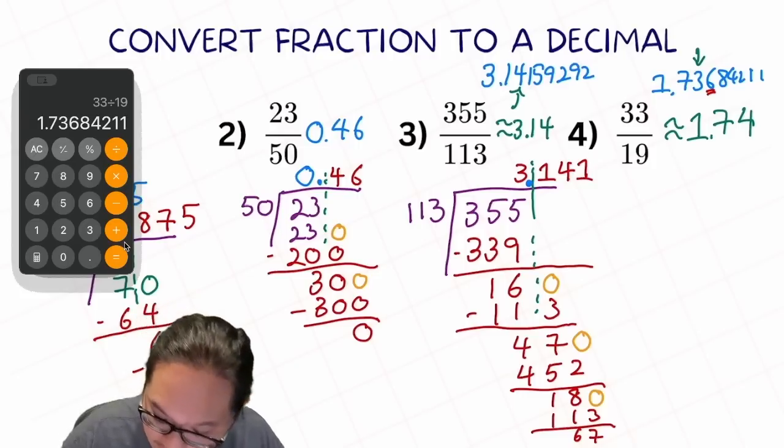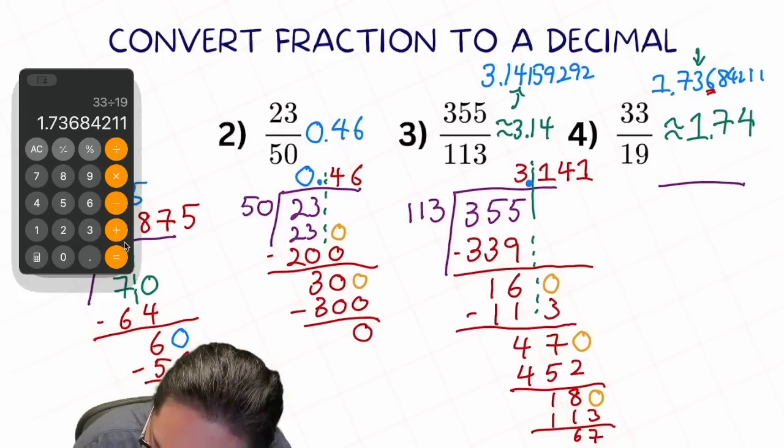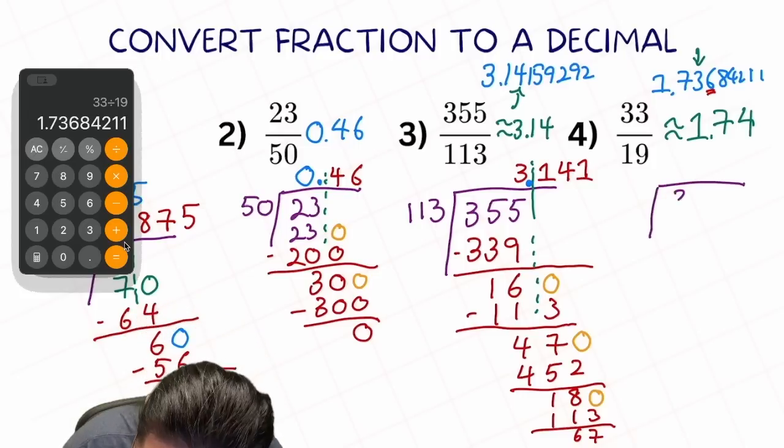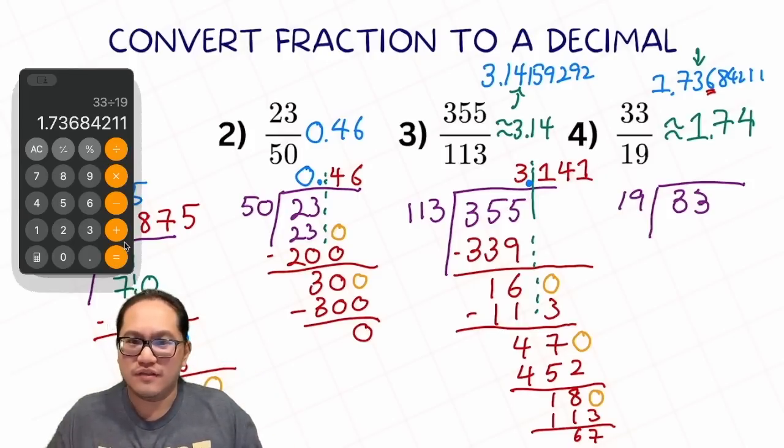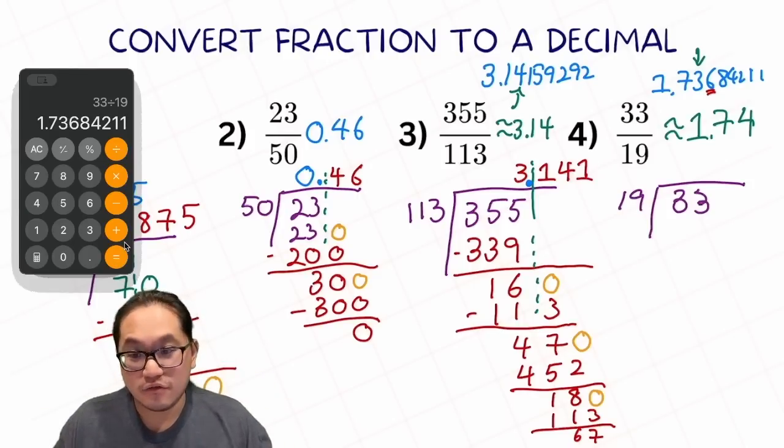So let's do this in a long division style because we love to do it in long division. So we got 33 divided by 19. 19 times 1 equal to 19. 19 times 2 equal to 38.